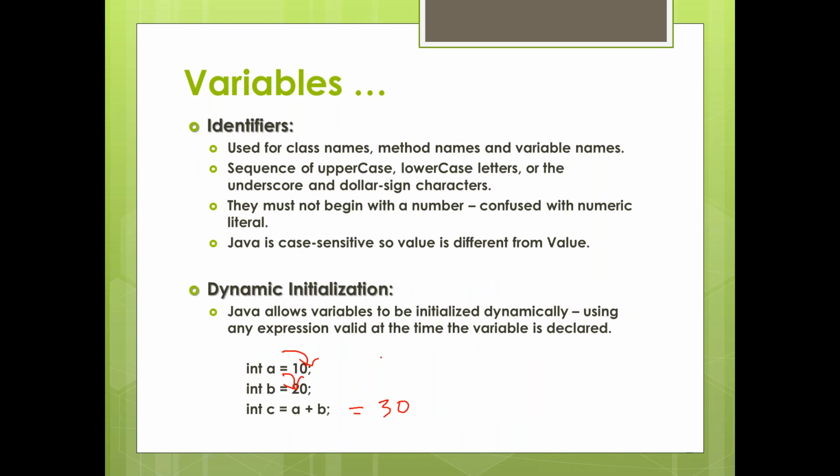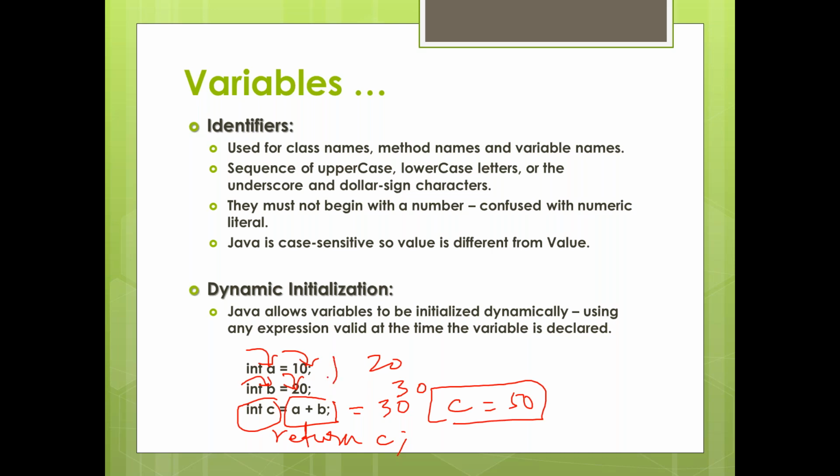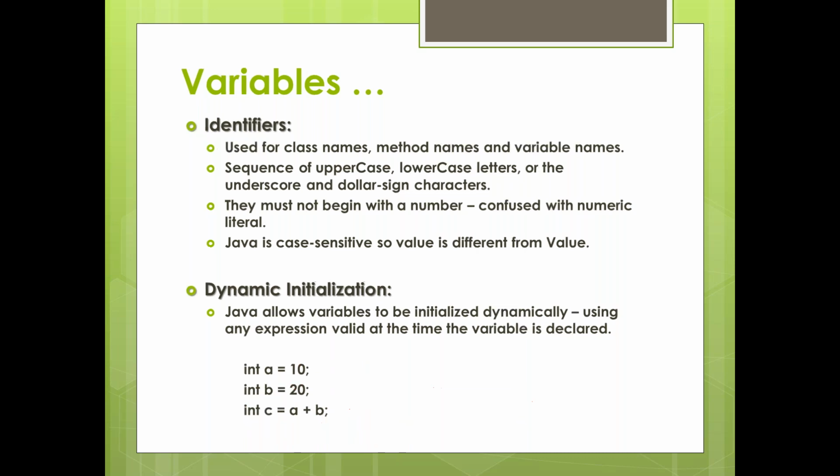Next time, when I am calling that add method, I will pass 20 and 30, and the value of C will become 50. So as you change the value of A and B, the value of C will change. You will not know during the execution of the program what value you are getting; the value of C will be calculated on the fly. That is why it is called dynamic initialization.